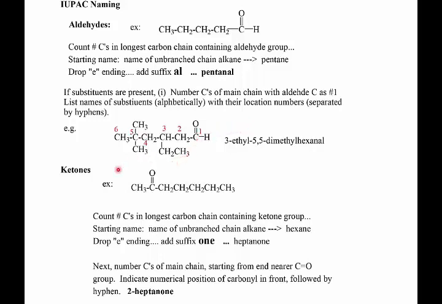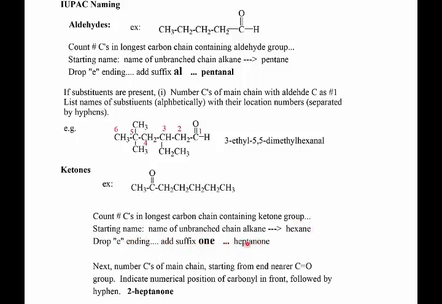All right, naming ketones. Look at this example. Count the number of carbons in the longest carbon chain containing the ketone group. The starting name will be the name of the unbranched chain alkane. This is a 1, 2, 3, 4, 5, 6, 7. Okay, that's supposed to be a starting name heptane. I wrote hexane. It's a little error here. What you're going to do, so that it's the name of a ketone, is drop the E and add the suffix one, and now here it is correct.